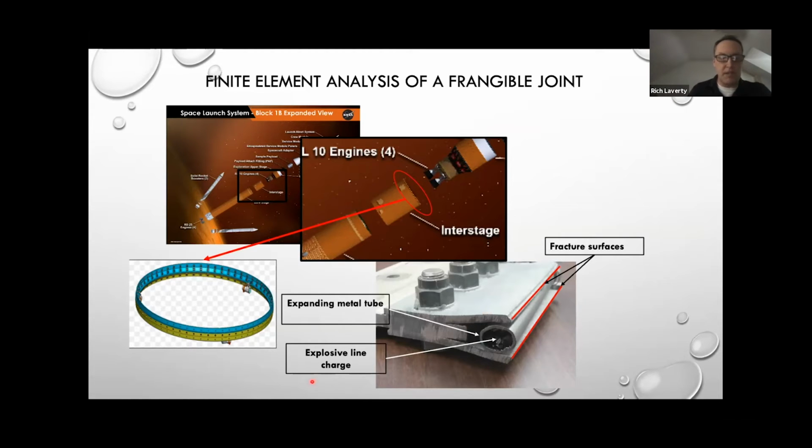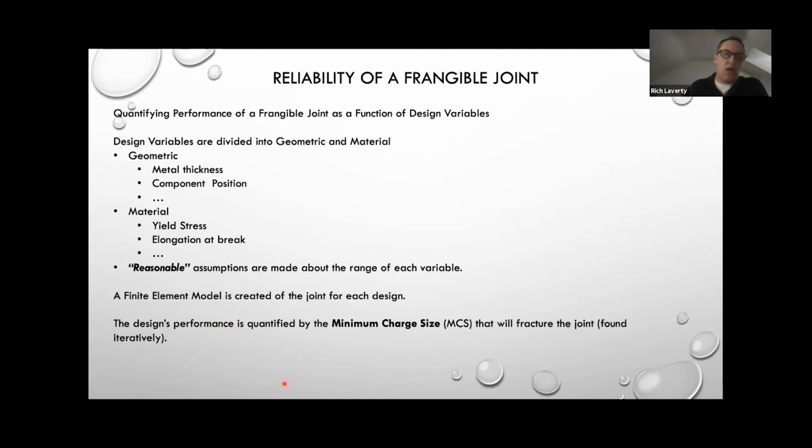And so to measure the reliability, we had to come up with some sort of quantitative measure. And we decided that for our analysis, we were going to focus on the explosive and say, well, given a design, a point in that space, what's the minimum amount of explosive we have to put in there for the joint to operate? And so we came up with about 20 variables. We split them into two sublists: geometric variables, that would be thicknesses and positions, and then also the material properties. There's a lot of materials involved, but we came up with about 20 variables that we felt had a direct impact on the performance of the joint.